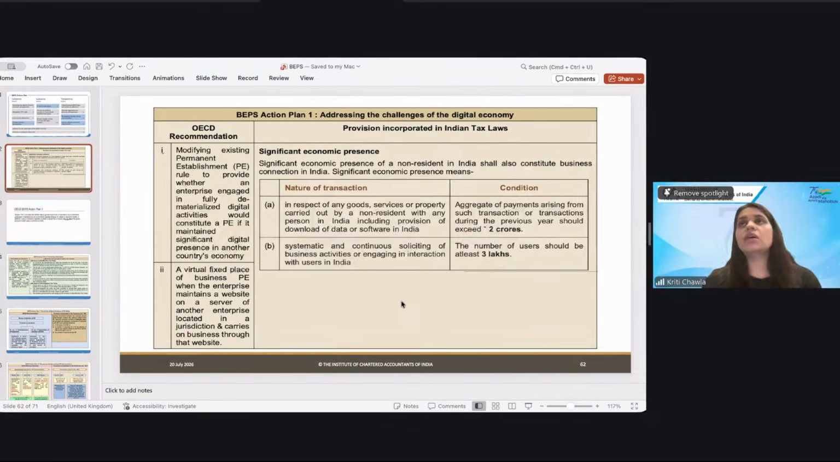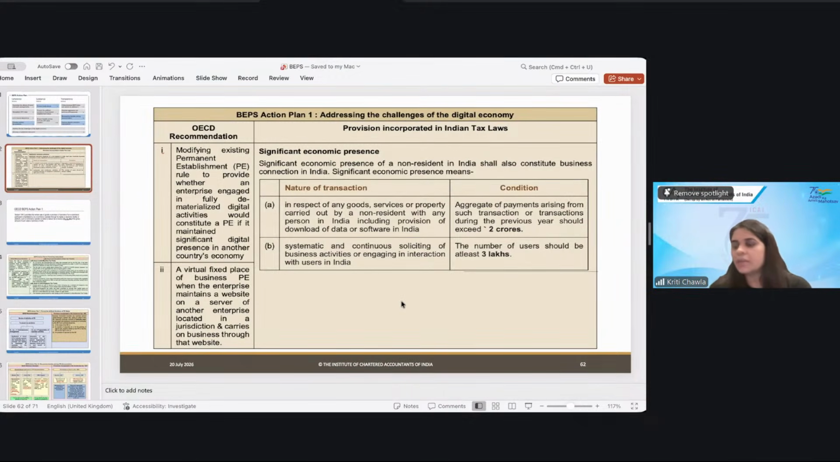Now, this is where they made appropriate provisions in the Indian Income Tax Act. They made an amendment to Section 9 of the Income Tax Act, and they came up with something called SEP, Significant Economic Presence. What is SEP? Well, significant economic presence basically will constitute a business connection in India. If you're connecting with users in India, or somehow making revenue in India through digital means, very casually put, then it's going to constitute a business connection in India. And whatever is the profit being derived from that particular business connection, that should also be taxable in India.